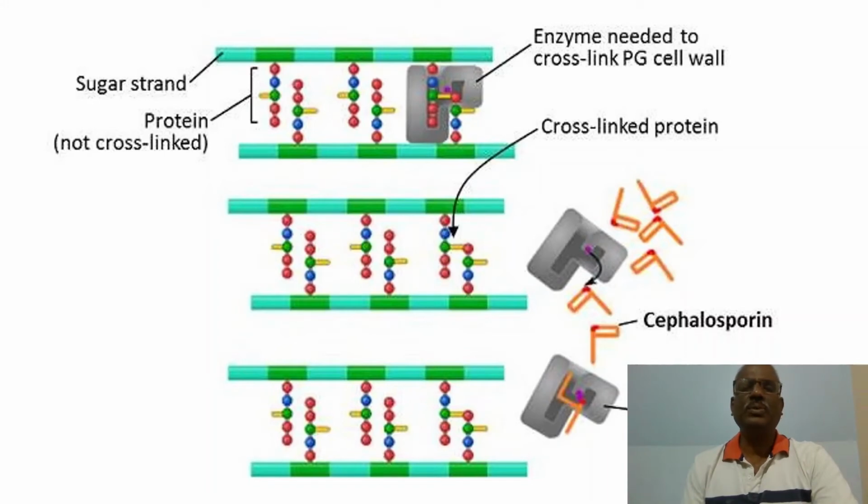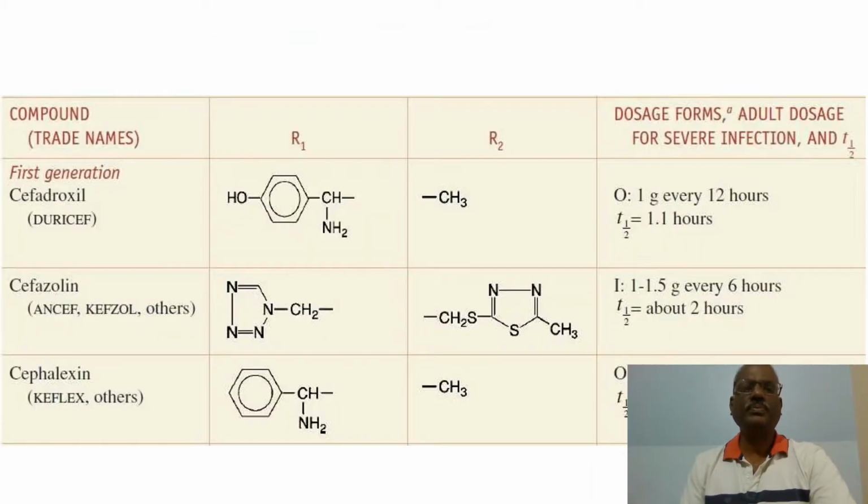If there is no cross-linking, the cell wall becomes weakened. Because of the weakened cell wall, there will be changes in the osmotic pressure and osmotic imbibition of water will take place. So more water enters into the cell, which leads to bursting of the cell. So these are bactericidal drugs.